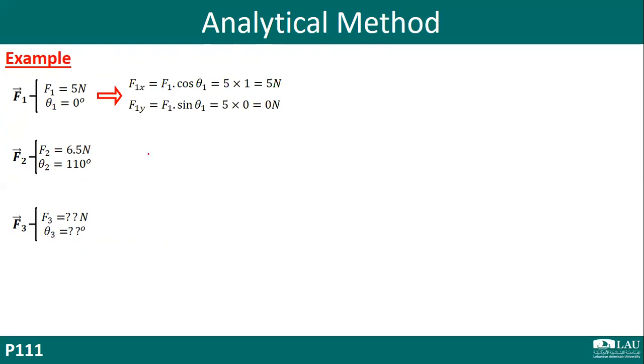First, we find the x and y components of F1. Here you can directly conclude that F1 is directed along the x direction because the angle is 0. So sine 0 is 0. That's why Fy is 0. So F1 has only an x component. So if you want to write it as a vector, F1 is F1x i plus F1y j. It's 5i plus 0j, of course, in newtons.